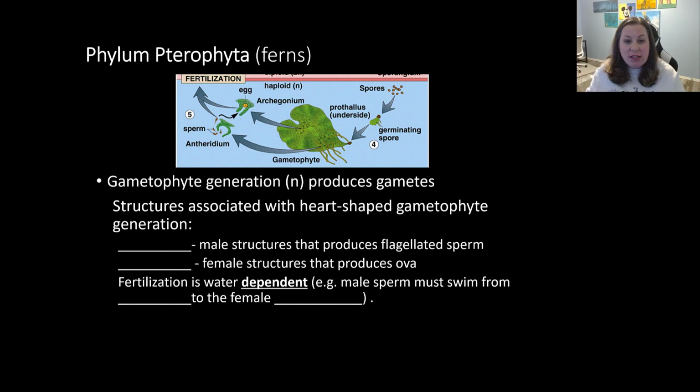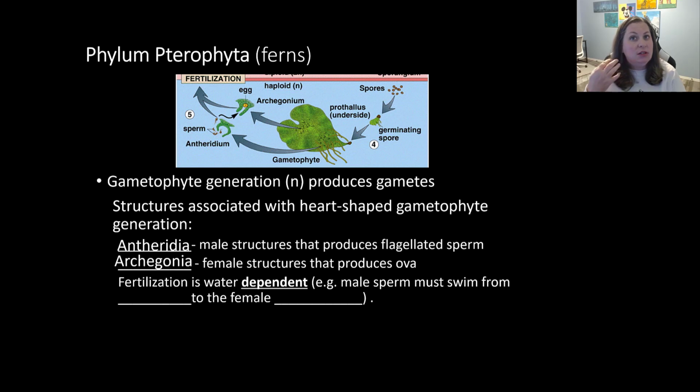Now, structures associated with this heart-shaped gametophyte generation, because if you'll notice, it looks kind of like a heart. We see that we have the antheridia. The antheridia is the male structure, and it's going to produce flagellated sperm. They're still producing sperm that's going to need to swim in this particular case. So water is still going to be very much important when we're talking about fertilization for ferns. The female structure that produces the egg or the ova is known as the archegonia. All right, so antheridia, archegonia.